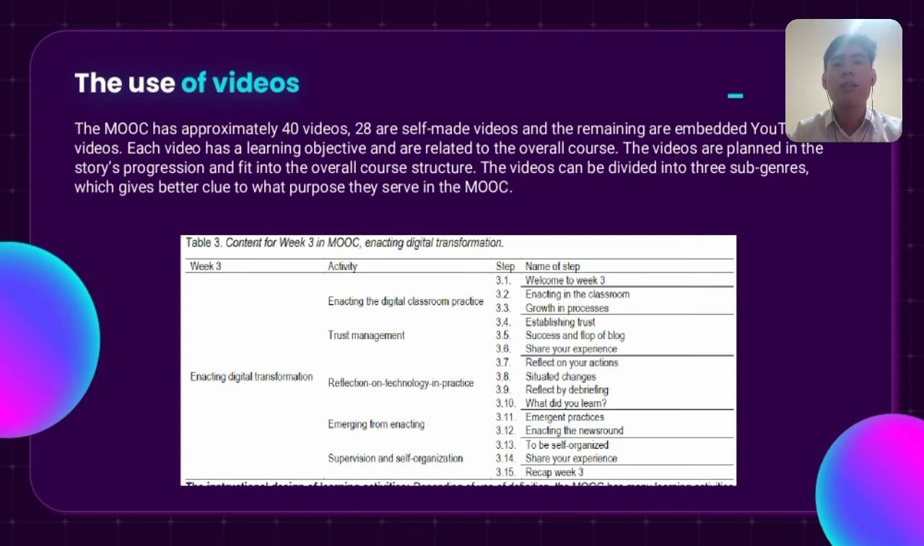The MOOC has approximately 40 videos. 28 are self-made videos and the remaining are YouTube videos. Each video has a learning objective and is related to the overall course. These are predominantly instruction based and are used to explain theoretical concepts. The course leader starts by talking into the camera and explaining a learning strategy Inger used, for example, and later the learner hears the course instructor talk by voiceover and sees pictures, illustrations, and edited video parts.